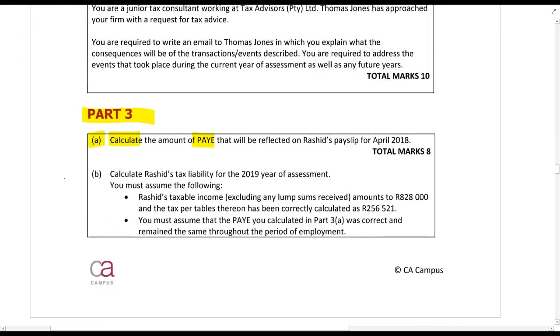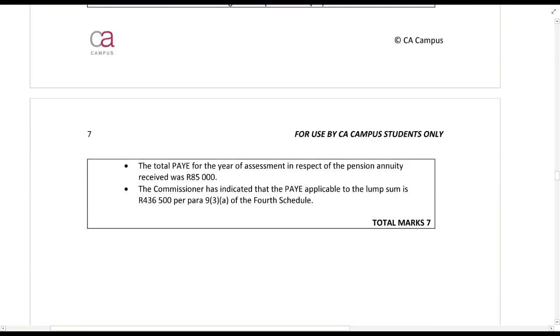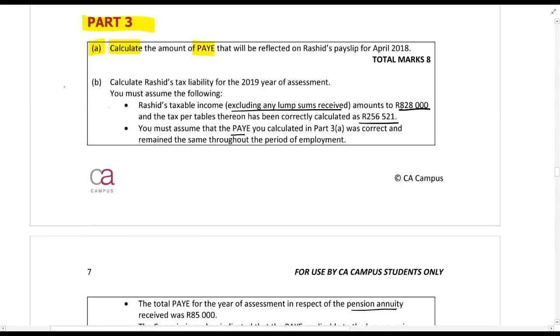Part B. Calculate Rashid's tax liability. You must assume the following. His taxable income amounts to 828 and the tax per tables is 256,521, and this is excluding lump sums. You must assume that the pay as you earn that you calculated in part 3A was correct, and the total pay as you earn in respect of the pension annuity received was 85,000 rands. The commission indicated that the pay as you earn on the lump sum was 436,500. Okay, nice.